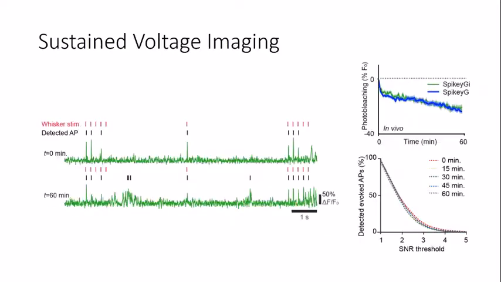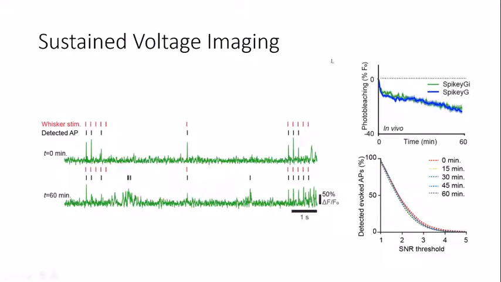And so another thing that we also tested is whether our microscope system and those indicators can keep running for a longer time, in long-term behavior experiments. So we performed this imaging for 16 minutes in a run.